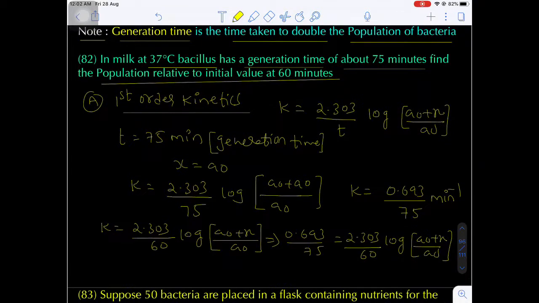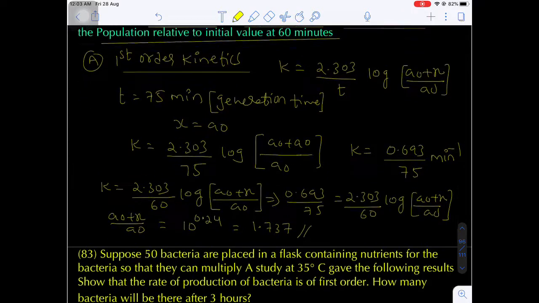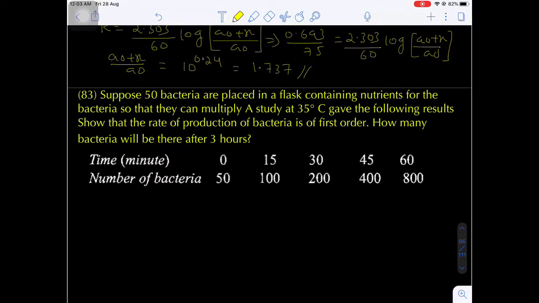After simplification of this one, the final answer: (a naught plus x) by a naught is equal to 10 raised to 0.24, which is nothing but 1.737. This is the population relative to the initial value at 60 minutes. Okay, now the next question is there.